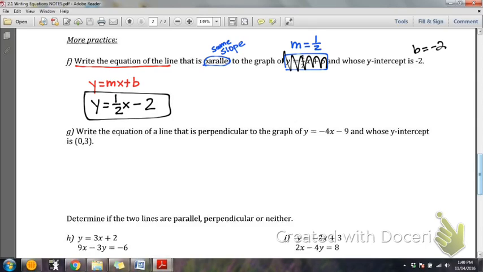Okay, letter G says write the equation of a line that is perpendicular. What does that mean we need to do? What does perpendicular mean we're going to do with the slopes, Patrick?